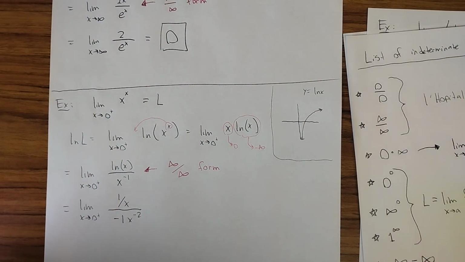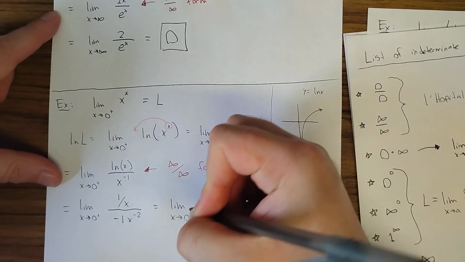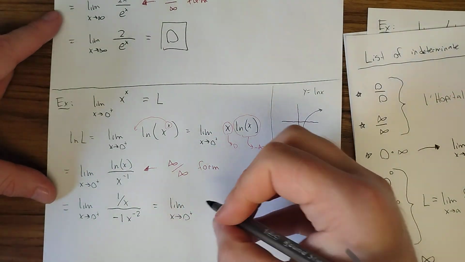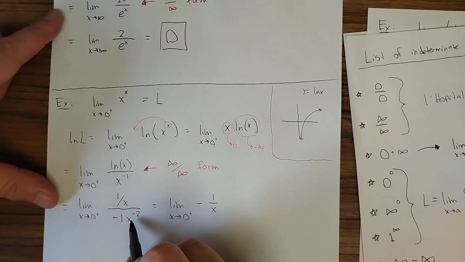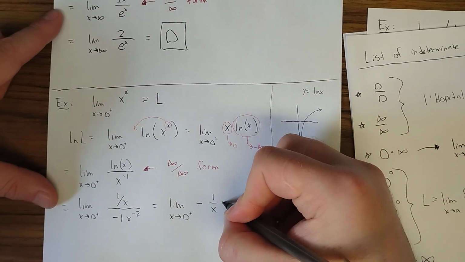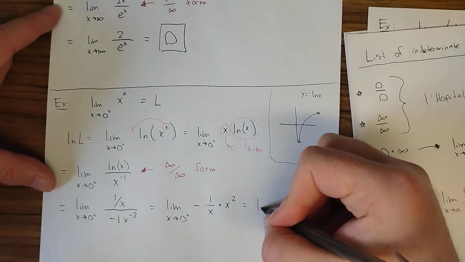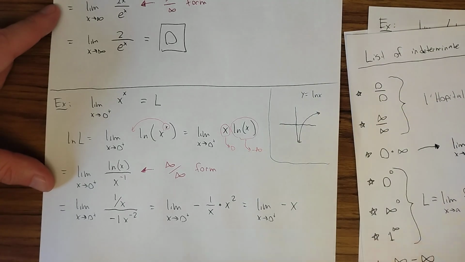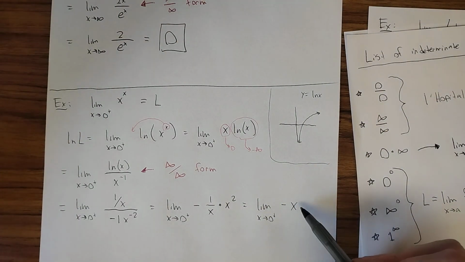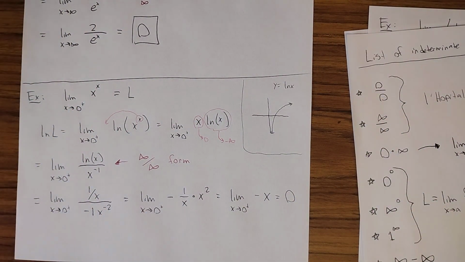Okay. So now I have this to look at, and I should probably just clean it up. So what do we have here? This will give me a negative sign. I've got 1 over x, and then an x to the minus 2 in the bottom. That's like multiplying by x squared. So I can cancel. So I just get negative x. And now looking at this, this is easy. X is going to 0, so I just get 0.